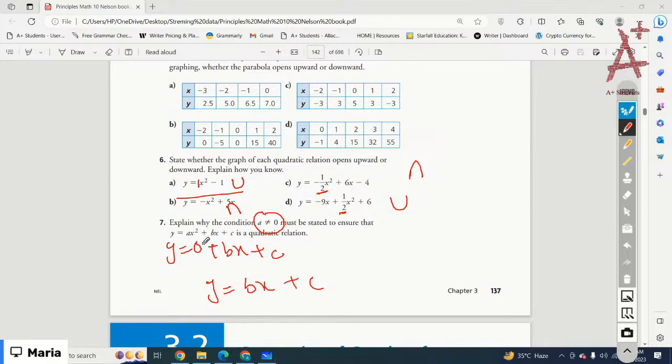If a is not equal to 0, then you have an x squared term. If you have an x squared term in the equation, that is a quadratic relation. If you don't have an x squared term in the relation, that means it is a linear relation. Got it?